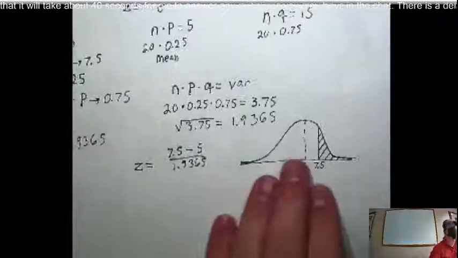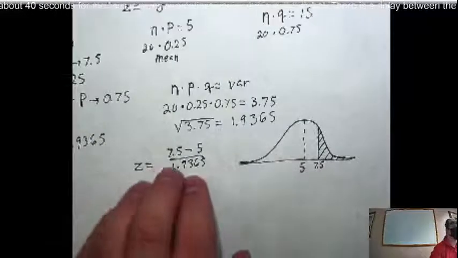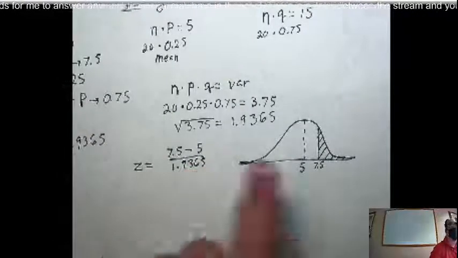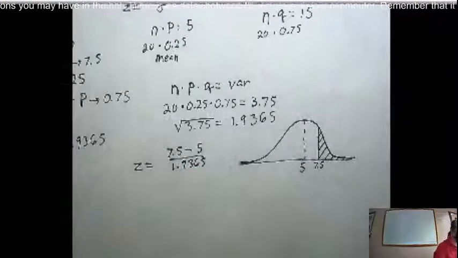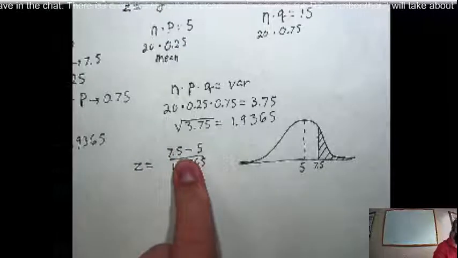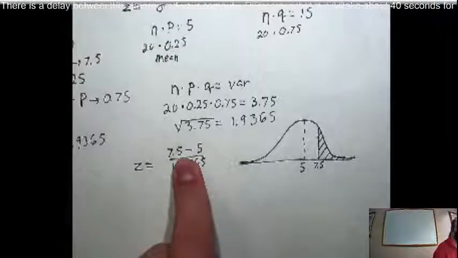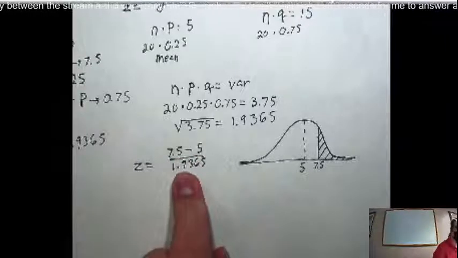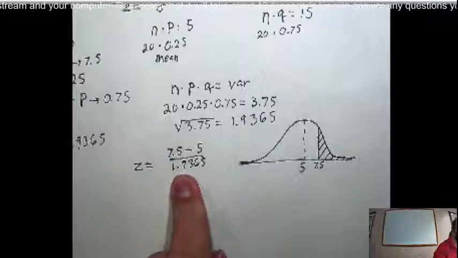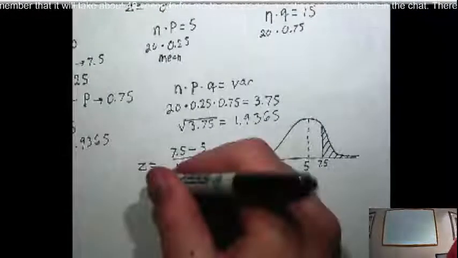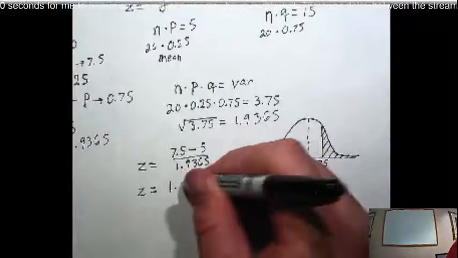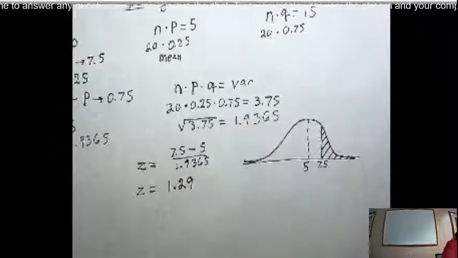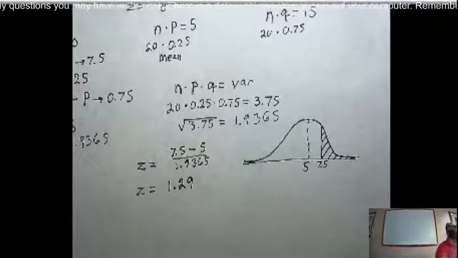All right, so now that we have this sketched out and we know what we're looking for, let's go ahead and calculate this and see if it fits what we just sketched out. So on the top here, 7.5 minus 5 is 2.5. Divide by 1.9365, and we get a z-score of positive 1.29. I've rounded that, but that's what we get.